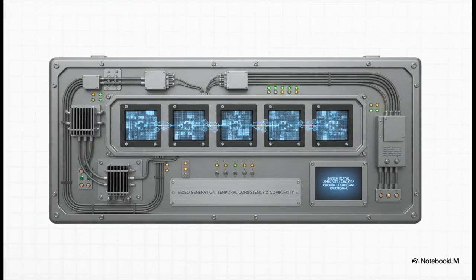And then there's video, which just adds a whole other layer of complexity. Because now it's not enough for just one image to look good. Every single frame has to logically connect to the one that came before it. Maintaining that consistency over time is a massive challenge, and that's exactly why generating video is so much harder and way more expensive, computationally speaking.